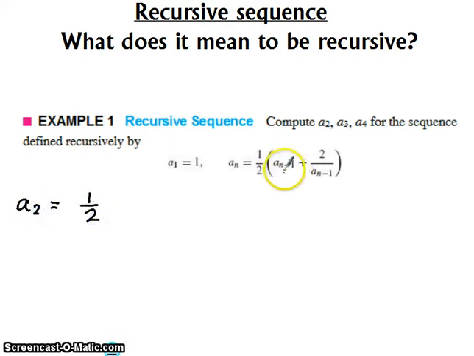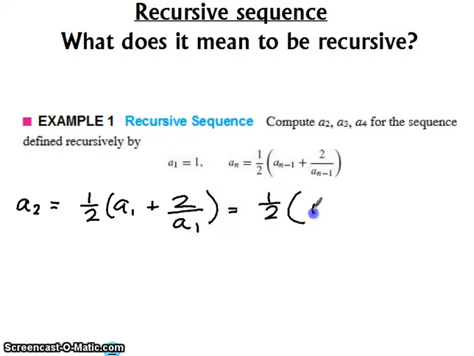We're going to plug 1 in here. I'm sorry, 2 in here for n. 2 minus 1, so that becomes a sub 1 plus 2 over a sub 1, which is equal to 1/2 times 1 plus 2 over 1, which is equal to 3/2.